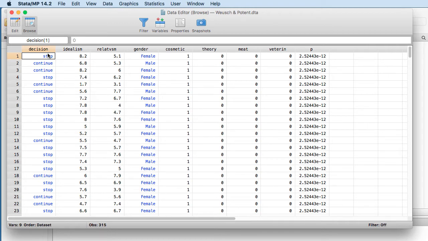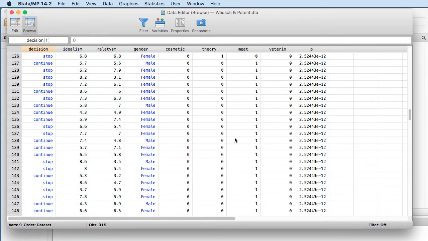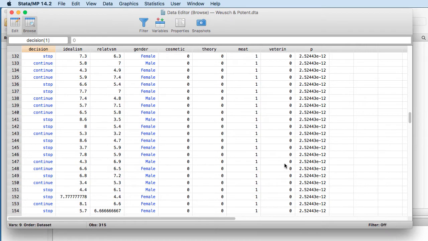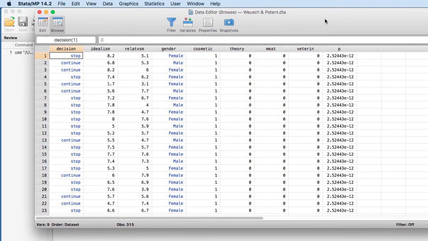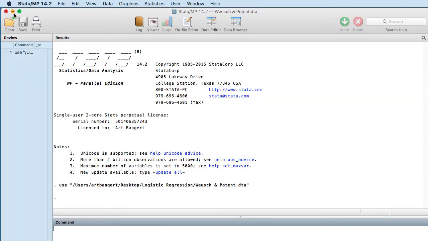And we can see that our data is coded as decision, stop or continue. Then we have the idealism score and the relativism score for each student. Then we have their gender. And then we have coded if they were told that the cats would be used for cosmetic purposes, or then we have ones in the box for theory. So these students were told that the cats were being used in the experiment for understanding brain theory and brain functioning. Then we have ones in the meat column for those students who were told they were being used for understanding meat production, and then veterinary purposes. And then we had one other column which we don't need to include because of the dummy coding, that was for medical purposes. So we're going to go ahead and run the logistic regression using Stata.